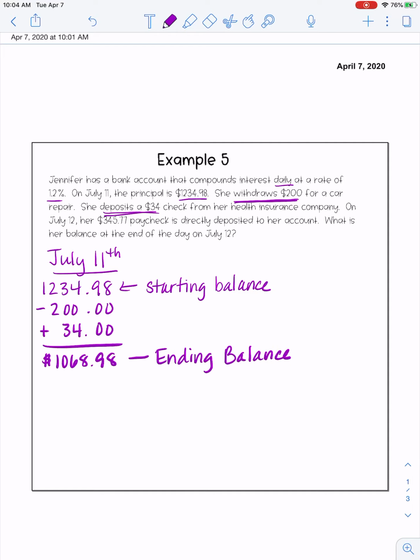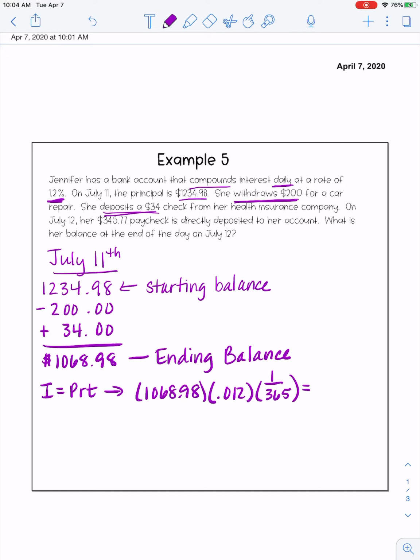That is the balance that I'm going to use to calculate the interest. So remember, I equals PRT. The principal is this 1,068.98, not the 1234, because she performed some transactions on the account. My rate is here, the 1.2, so that's 0.012. And the time, since it's compounded daily, we have to use the daily rate, which was 1/365.